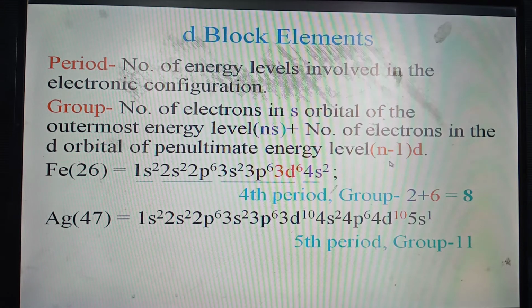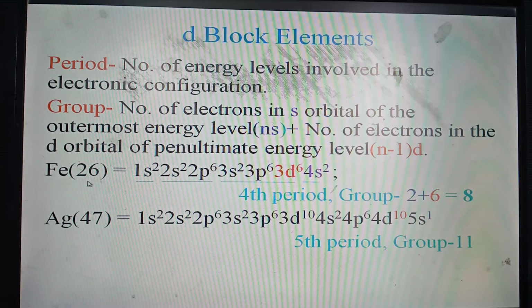The energy level just before the outermost energy level is called the penultimate energy level. I repeat, the energy level just before the outermost energy level is called the penultimate energy level. Let us elaborate with this example.